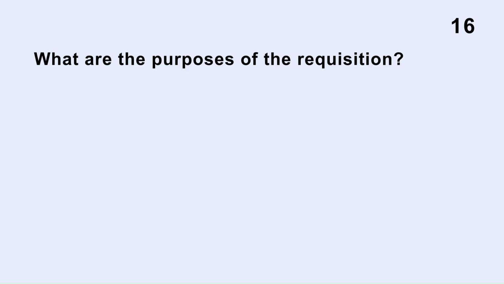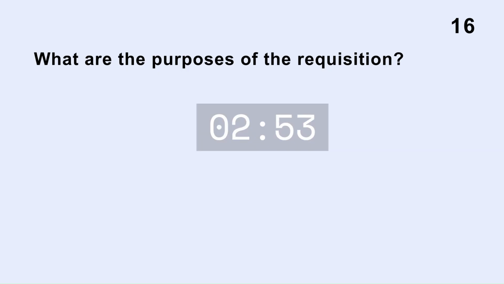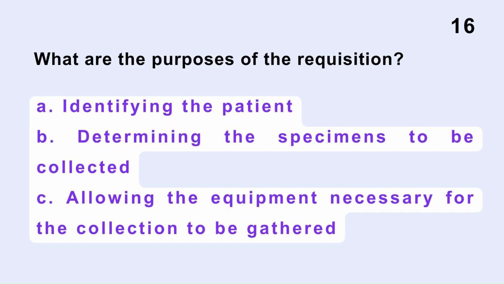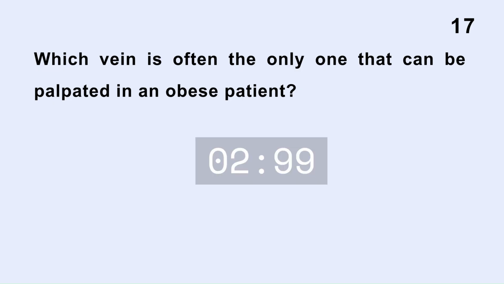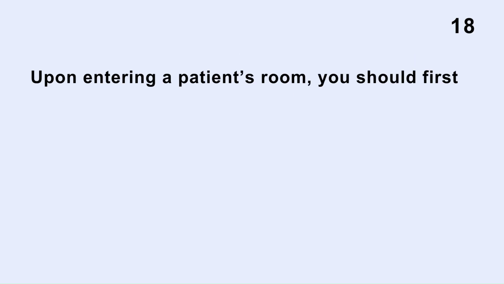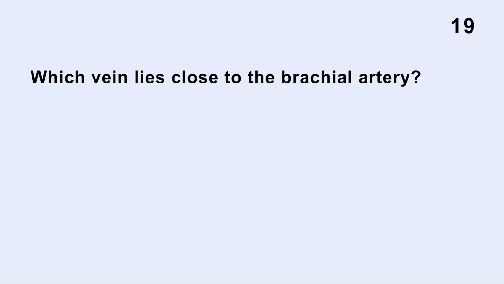Number 16. What are the purposes of the requisition? A. Identifying the patient. B. Determining the specimens to be collected. C. Allowing the equipment necessary for the collection to be gathered. Number 17. Which vein is often the only one that can be palpated in an obese patient? Cephalic. Number 18. Upon entering a patient's room, you should first introduce yourself.